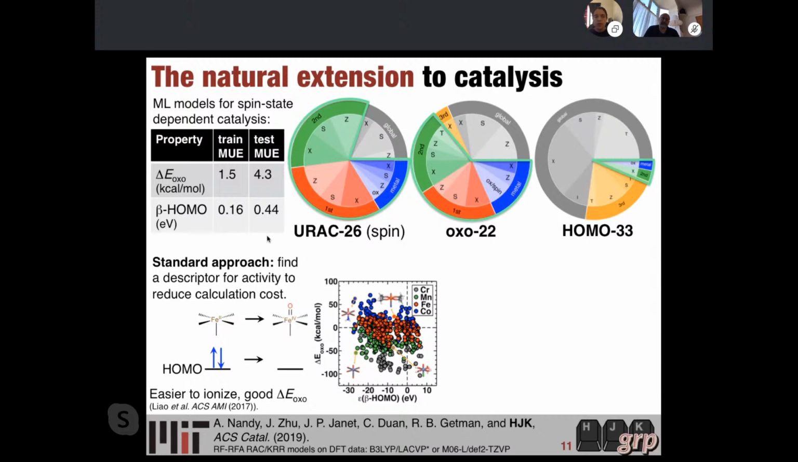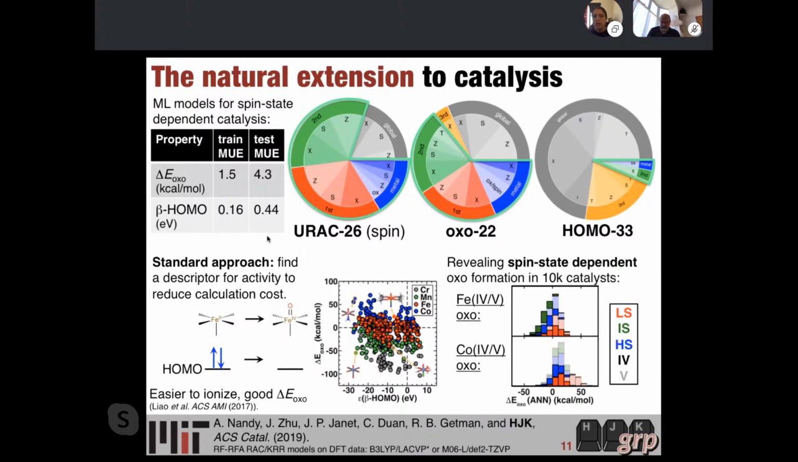So not only do the machine learning models help us avoid requiring descriptors, but they also help us understand why descriptors would fail. That's because the HOMO level is far more dependent on the non-local structure, just like it's related to IP or redox. And it's dependent much more on the ligand structure than the metal-local oxo formation energy. And so in doing this, we can routinely do specific things.